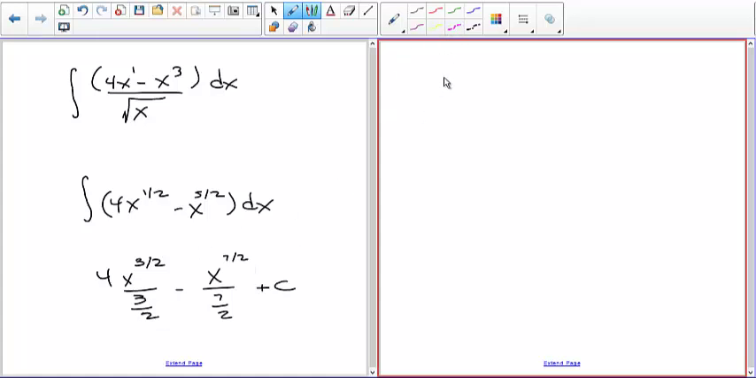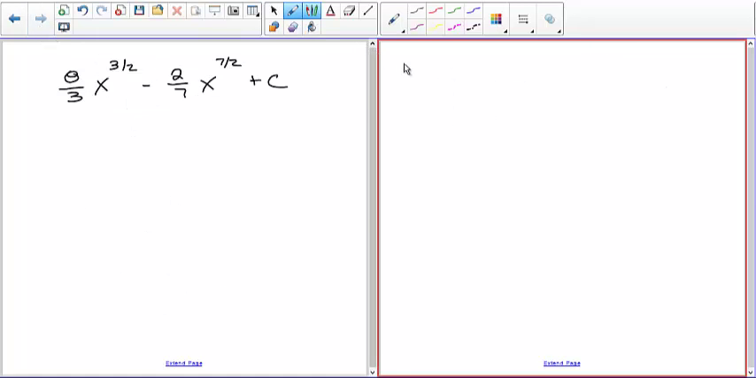Okay, take the reciprocal, so you'll have 8/3 x to the 3/2 power minus 2/7 x to the 7/2 power plus c. So that's your answer.